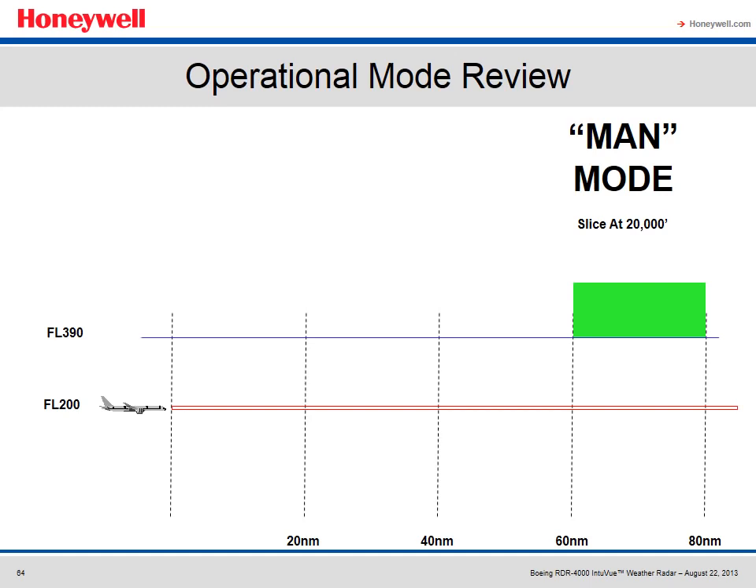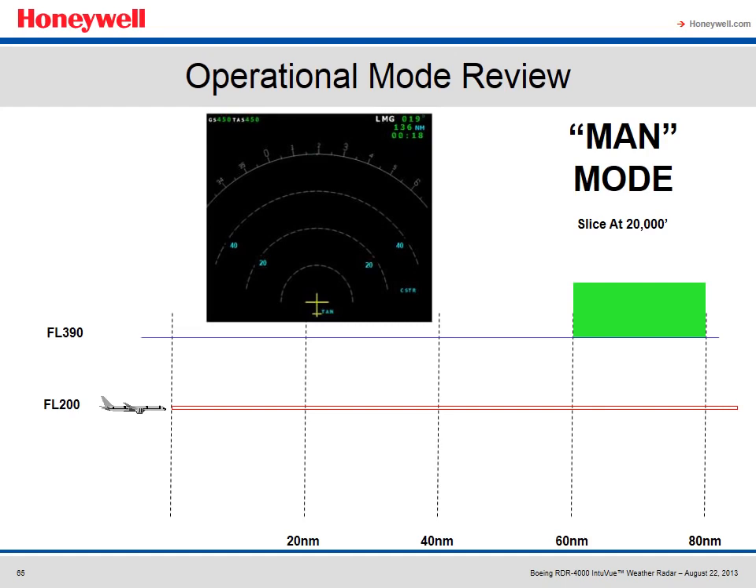Now let's go to the man mode and look at an altitude slice. Remember, when the manual mode is selected, the initial slice is at the current aircraft altitude, or 20,000 feet in this example. So what would the pilot see on the display? Nothing, because the weather is above the selected altitude slice. An easy way to think about this is, in the auto mode, all of the weather is displayed. It is just separated into flight path and secondary weather. In the man mode, only the weather at the selected altitude is displayed.